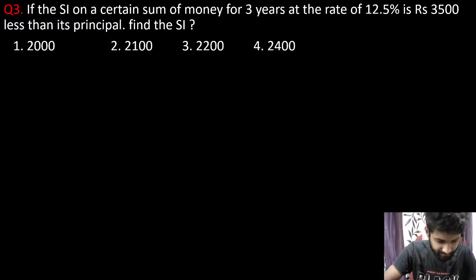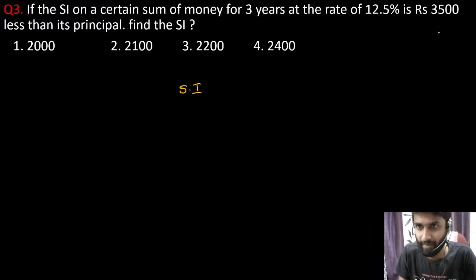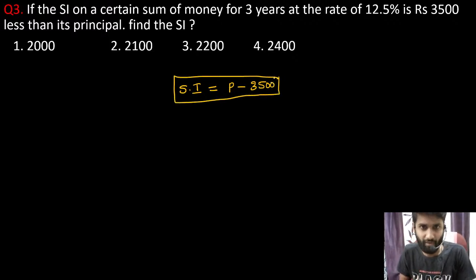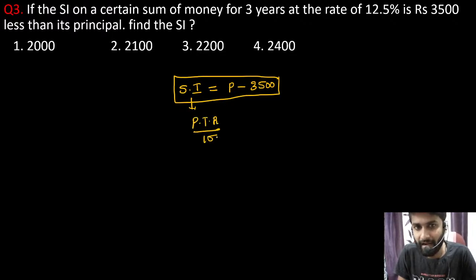Now see, guys. If the simple interest on a certain sum of money for 3 years at the rate of 12.5 percentage is 3,500 less than the principal, it means the simple interest is exactly equal to principal minus 3,500. This is the meaning for the entire question. So what is the simple interest formula? P into T into R by 100, which is exactly equal to P minus 3,500.